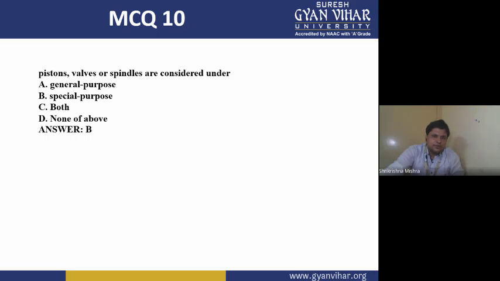Once again, students, I am telling you that piston, valves and spindles are not needed frequently, meaning they can't be kept under general purpose, and option C, both, is also not the correct option. So which can be the correct option? Since they are needed specially, they are kept under a special purpose machine. So option B is the correct option.